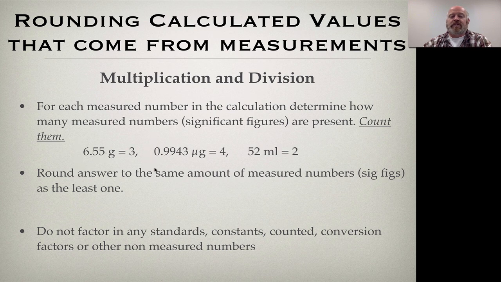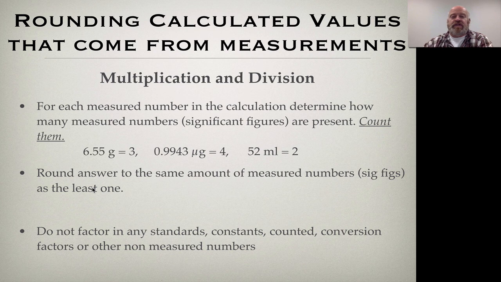Here, that 0 is a placeholder, so we'll ignore it. And we have the 9, the 9, the 4, and the 3, so we have 4 of them. Over here, we have the 5 and the 2, so we have 2 of them. So we are looking at 2 layers of precision, or 2 sig figs, for this measurement. Once you've identified the number of significant figures for each measured number, you take your answer and round it to the same number of sig figs as whichever one is smallest, the one that's the least.